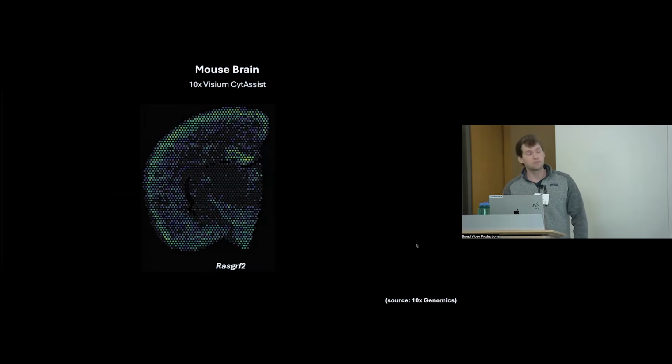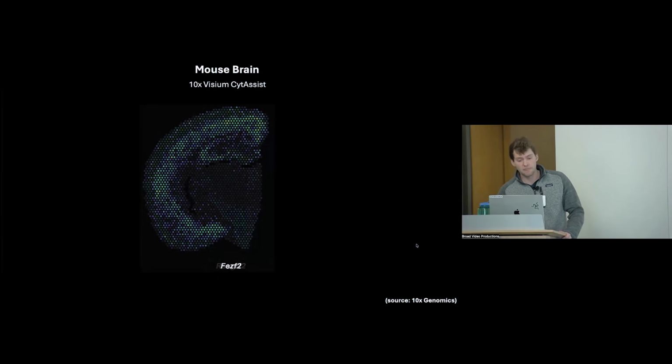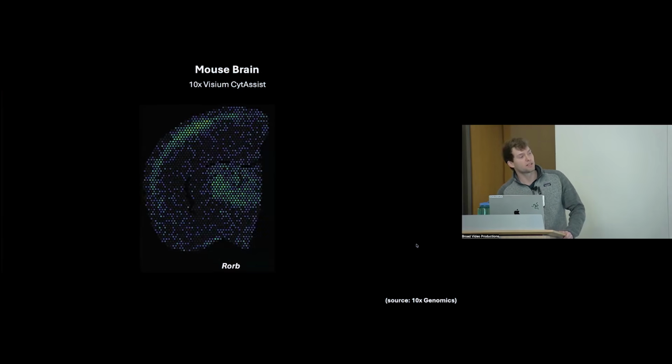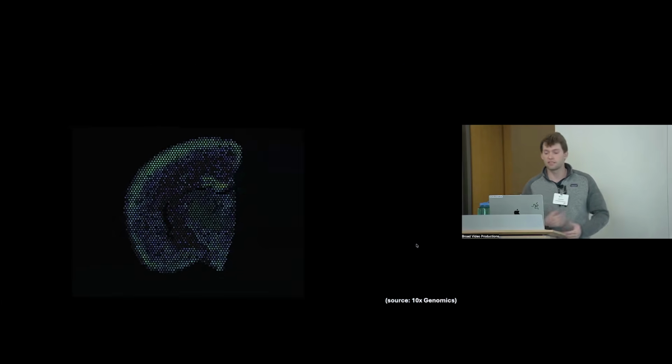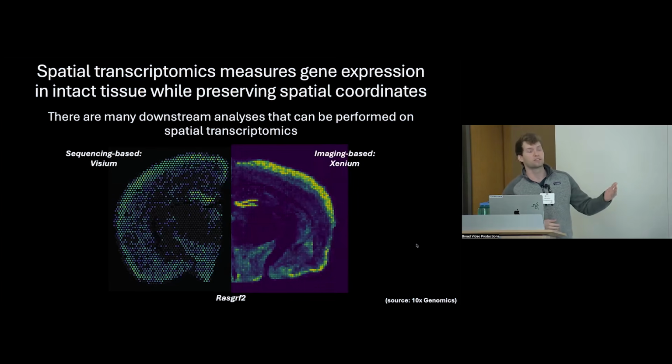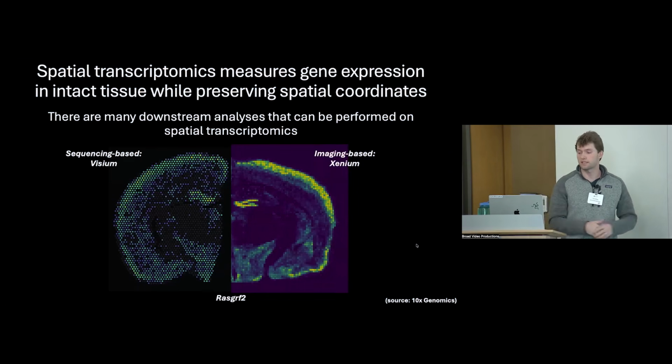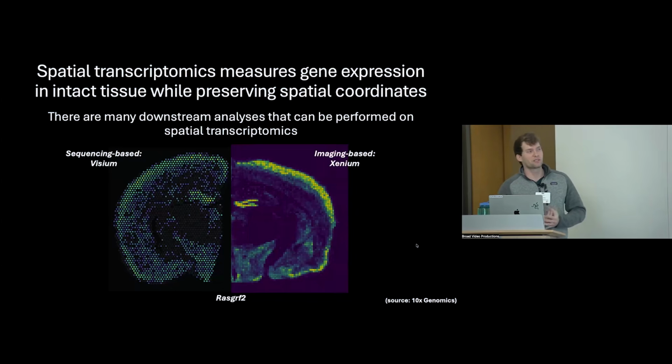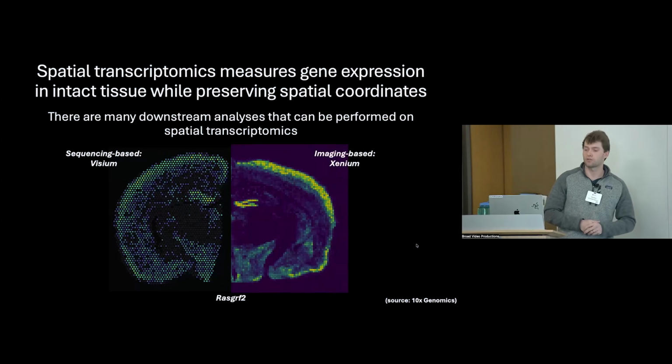And we can plot those same genes. So this is RASGRF2, FezF2, and RORB. And hopefully you can appreciate that they have very similar detected gene expression, whether it was the sequencing-based or imaging-based technologies. So this is spatial transcriptomics. Again, it measures gene expression in intact tissue while preserving spatial coordinates.